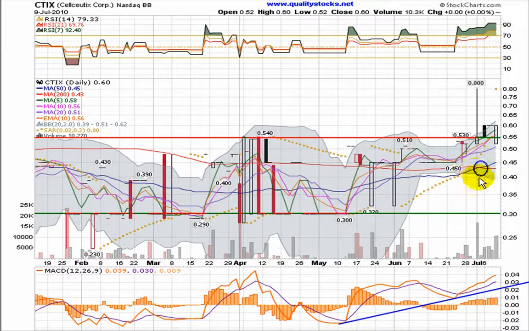Golden cross of the longer moving averages, the 50 breaking up through the 200. Definitely something you want to see. Trading above this purple line, the middle Bollinger Band, the 20-day moving average. Strong charts, bullish charts trade above the 20-day moving average. They certainly trade above the 50 and 200 to be a much more stronger bullish chart. So CTIX has all those things going on.